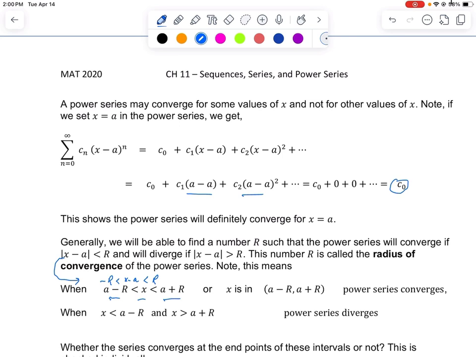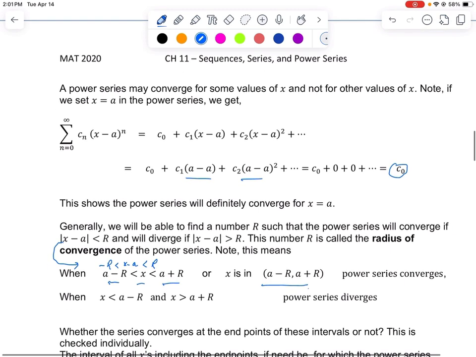That is what I said. The interval has the radius R, where by radius I mean half the length of the interval, from the middle. So the power series converges when x is in here, and it will diverge when it is outside that interval. I will show you the picture in a minute.